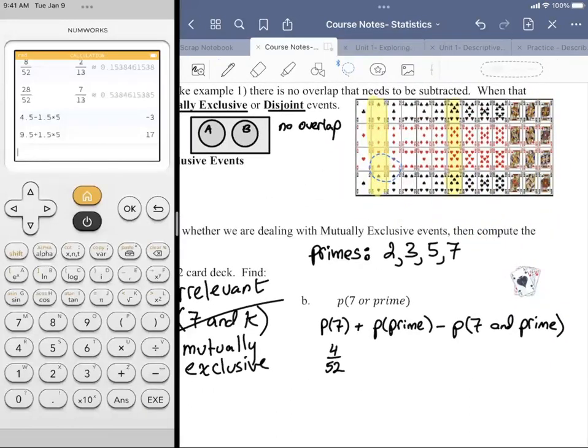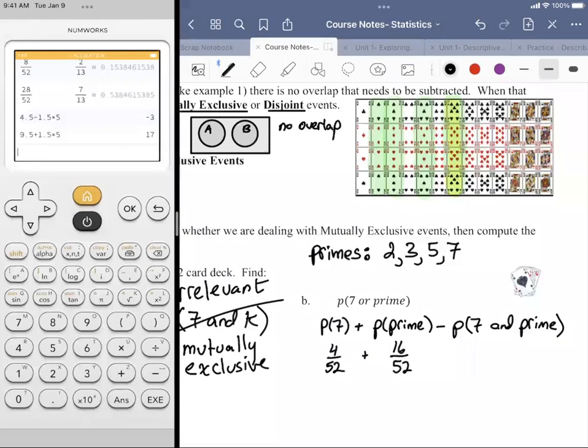So a 2. Let me go green here. 2s, 3s, 5s, and also the 7s. All right. So I can get rid of this highlighting for the kings. All right. So in the deck, there's 16 cards that are prime out of 52.